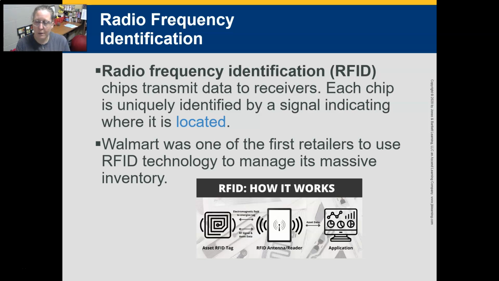So we'll look at more random applications of IT. So RFID, radio frequency ID chips. Normally they transmit data to receivers. Each chip is uniquely identified by a signal indicating where it is located. For example, Walmart was one of the first retailers to use RFID to manage its massive inventory. Hospitals can use RFID to track medications through the system, as in where it's at, if it's in the pharmacy, in the Pyxis system, or maybe the nurses have it on their cart or something.